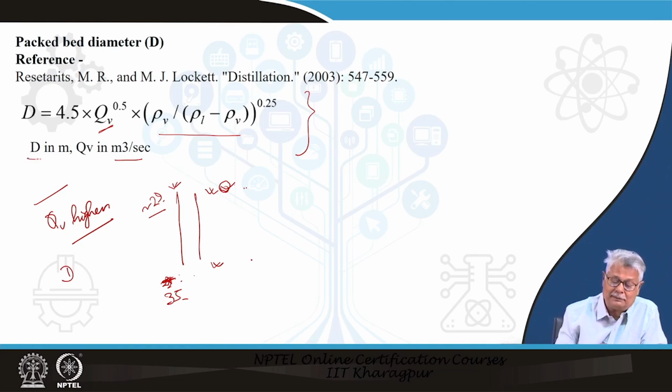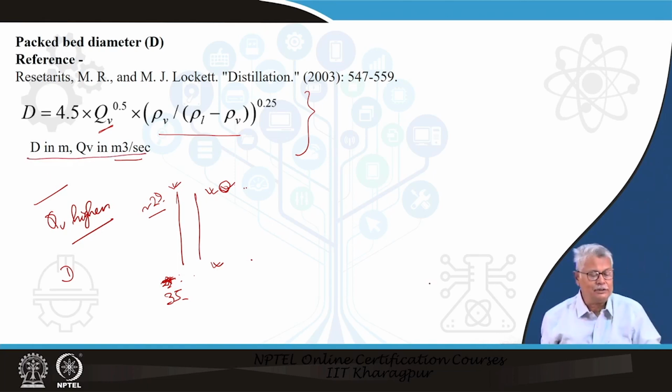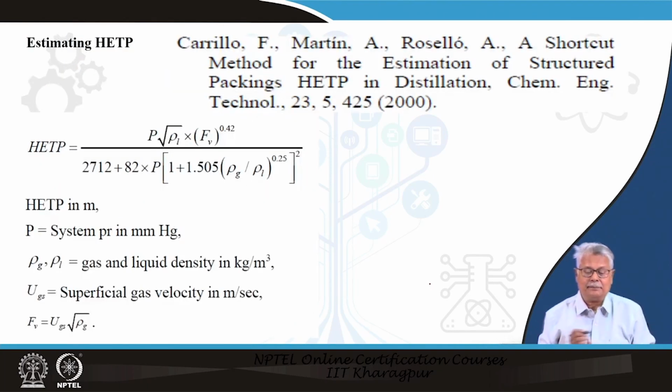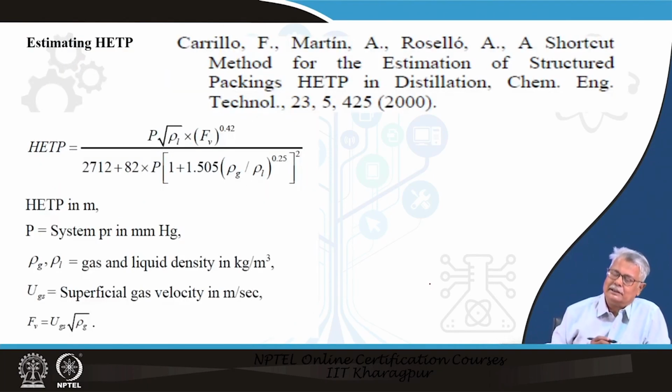Now after you have estimated this, it's time for you to estimate the HETP. HETP is found from various correlations, but for vapor liquid contacting there is a simplified method which is published in 2000, and it goes like this. It involves the pressure of the column, it's for a low pressure column, and ours is a low pressure column. P is the system pressure in millimeter mercury.